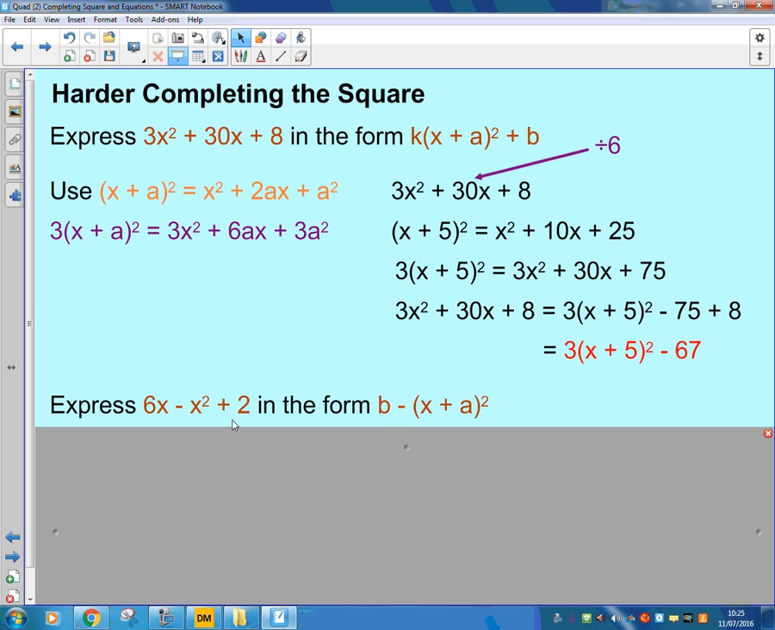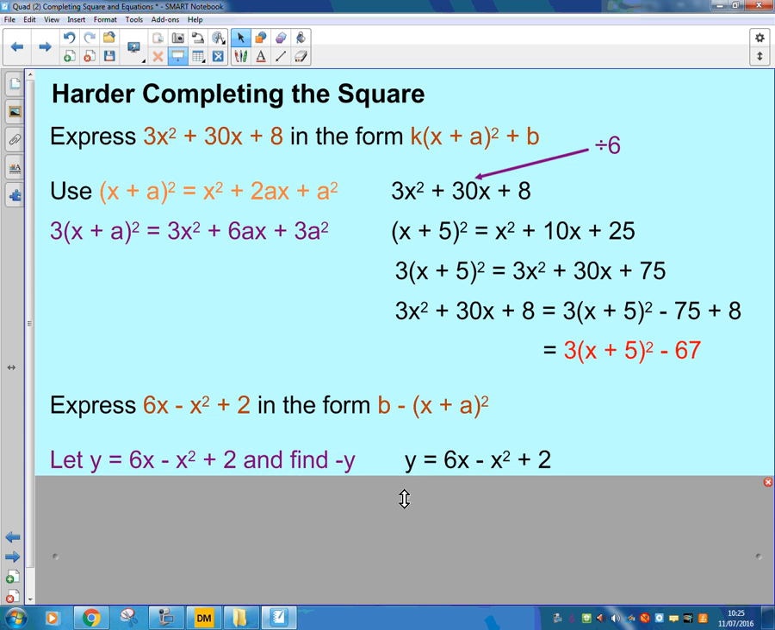Right. The next type that's quite tricky is when you get a minus x squared involved. Notice things are now rearranged. 6x minus x squared plus 2 we write as b minus x plus a all squared. Right, let's have a look at this. Well, this can be quite tricky. So what I'd suggest you do is this.